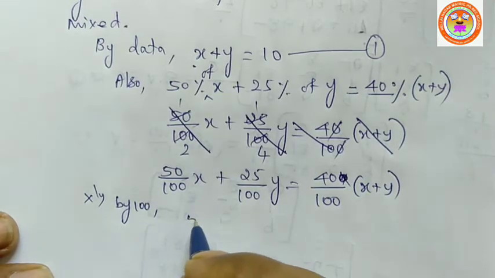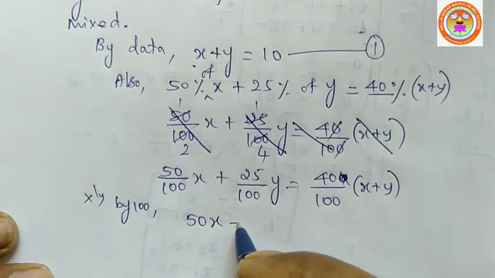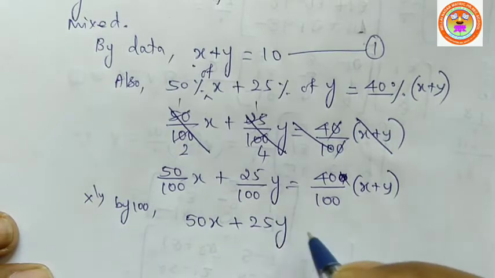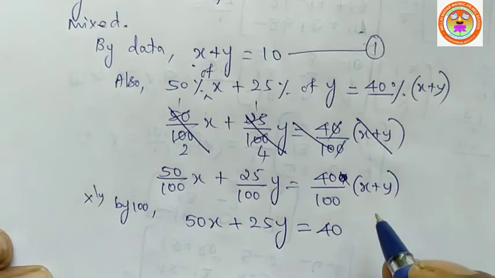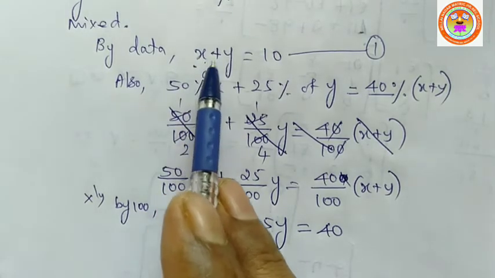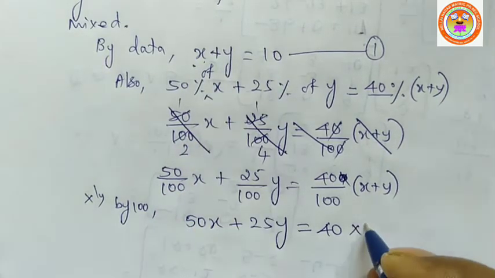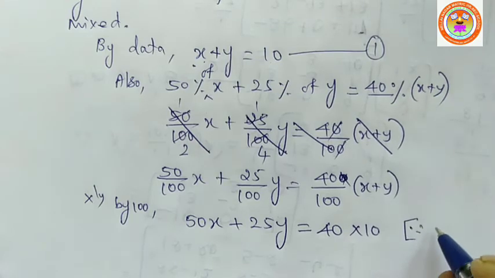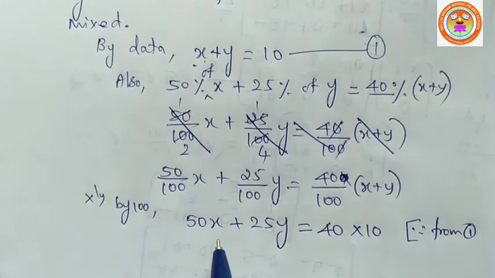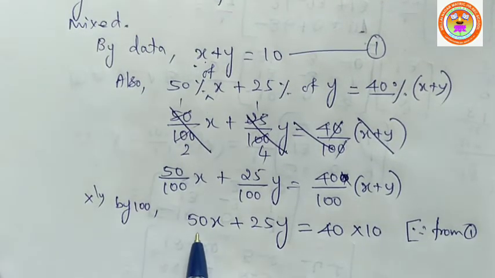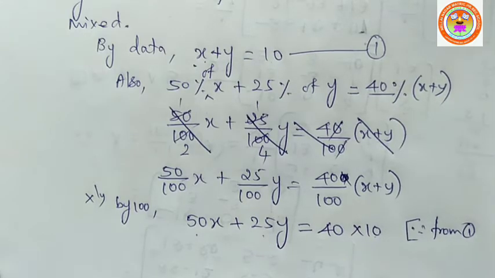We will get 50x plus 25y is equal to 40 into x plus y. But x plus y means 10, from equation 1. Now, all the terms: 50, 25, 400. 40 into 10 is 400, right?